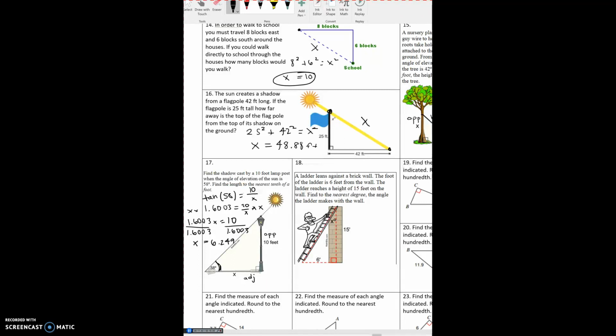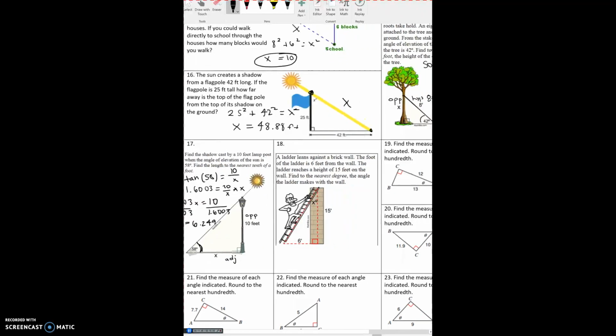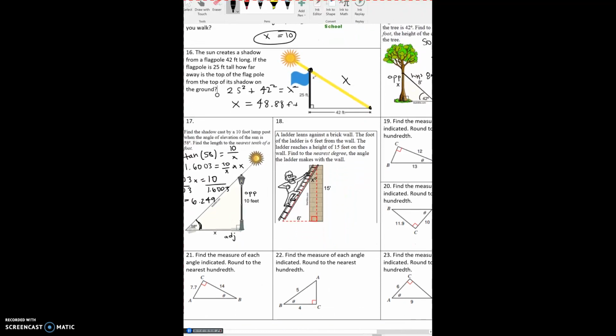Alright, now back to 18. A ladder leans against a brick wall. The foot of the ladder is 6 feet from the wall. The ladder reaches a height of 15 feet on the wall. Find, to the nearest degree, the angle the ladder makes with the wall. This angle is what we're looking for right here.